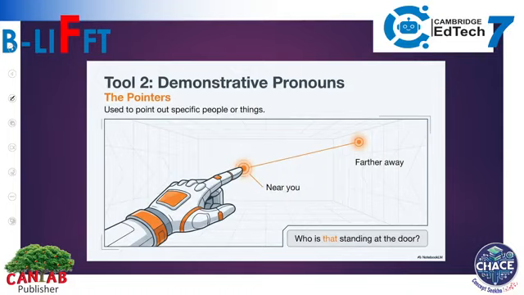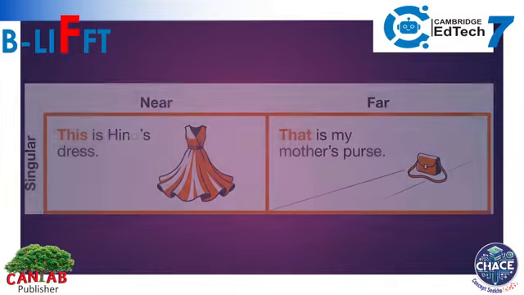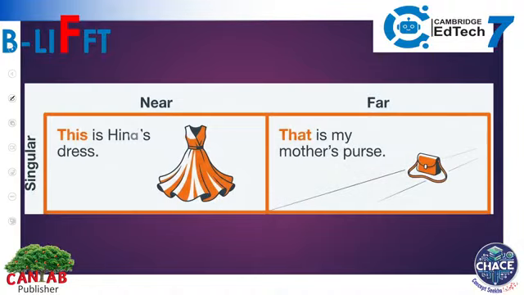Then the second type is demonstrative pronoun. In this, we point out something. The pointers used to point out specific people or things. We point at a thing which is near us or which is far from us. Who is that standing at the door? Let's see. For near, we use this. This is Hina's dress. And if the thing is far from us, we use that for a singular subject. That is my mother's purse.